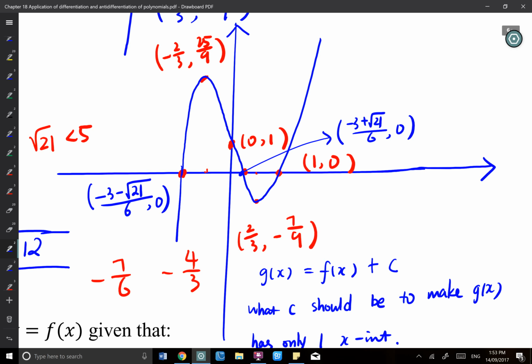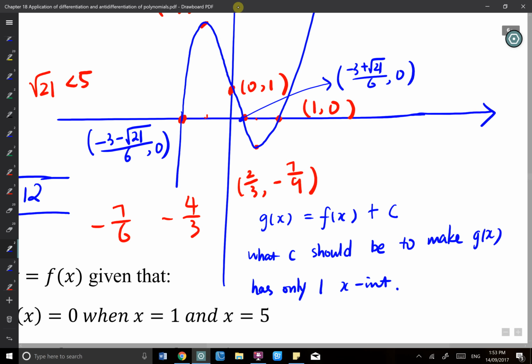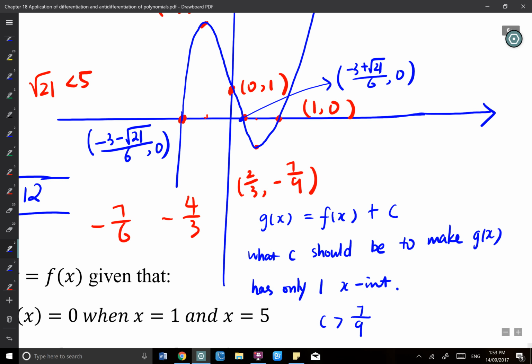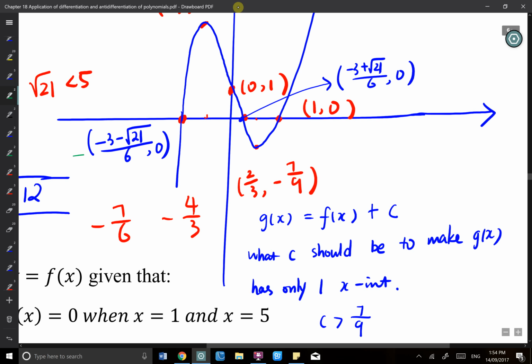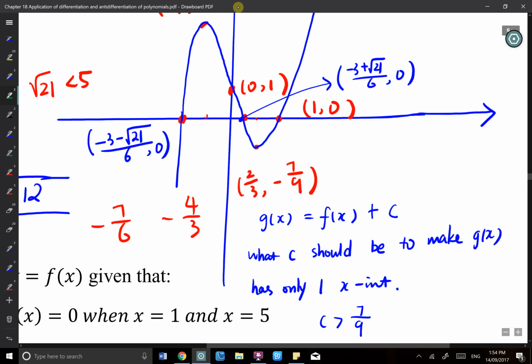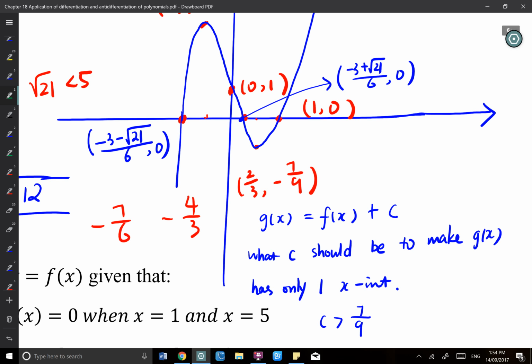Moving up, you mean c is greater than 7 or 9. Yes, you move it up. So you move the turning point up. Moving the graph up is the same as moving the x-axis down. If you move it to, say, exactly here, then you only have 2. Then you just keep moving a little bit higher, greater than that, so you only have 1. But it's not all of the answer. You have another part as well. You only considered moving up.